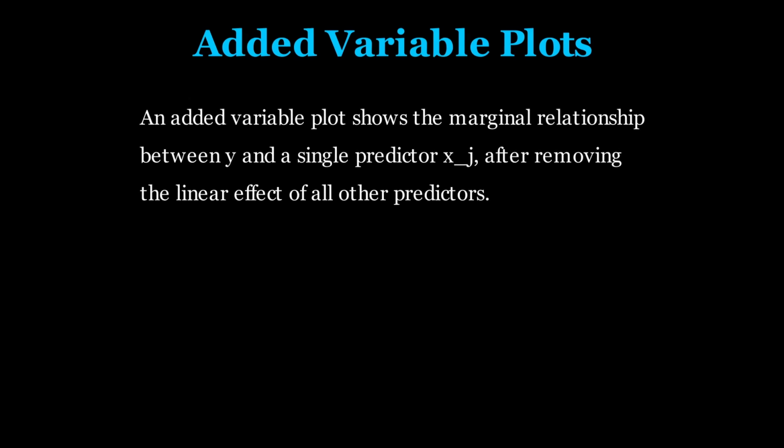In this last section, we cover added variable plots, also known as partial regression plots. An added variable plot reveals the marginal relationship between the response and a single predictor, after removing the linear impact of all the other predictors. This lets us see the unique contribution of each variable.